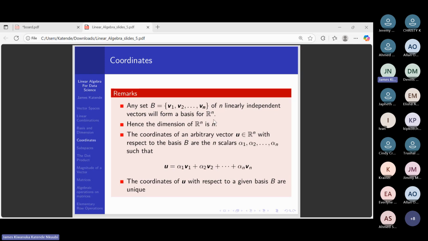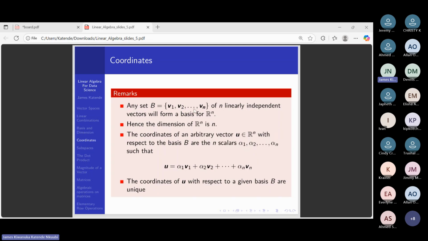So if you have a basis for Rn, or rather, any set of n linearly independent vectors in Rn will form a basis for Rn. Again, this can be proved with a lot of theory, but then we won't do anything else in the class if we work with the theory. For that reason, we say the dimension of Rn is n. For now, just take this as a gospel truth.